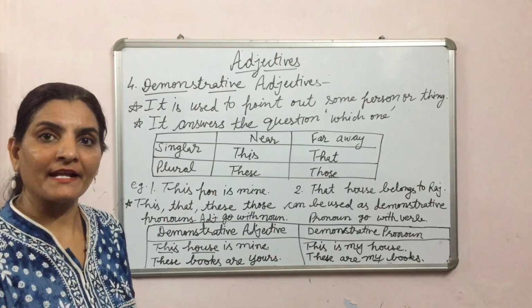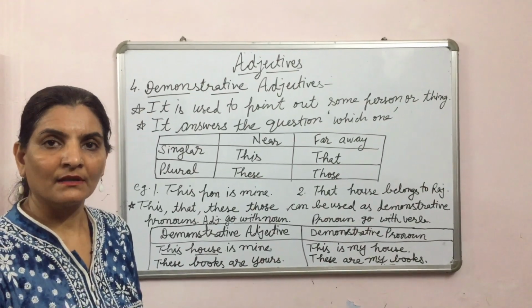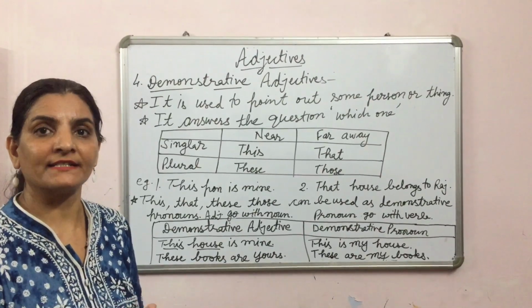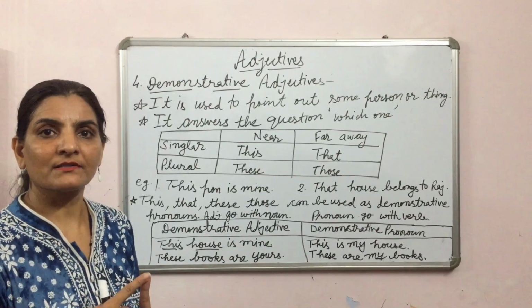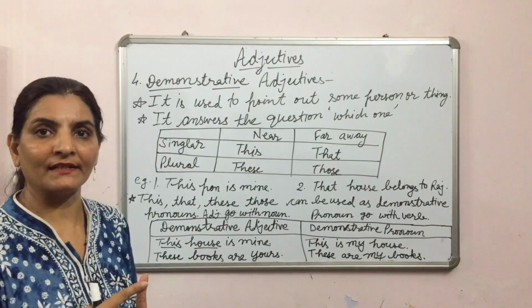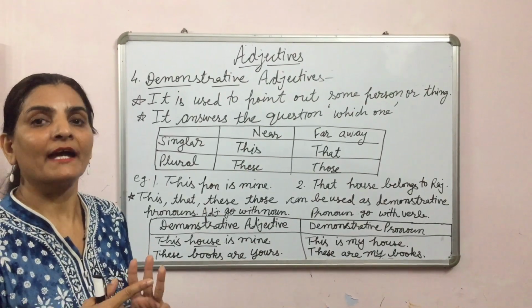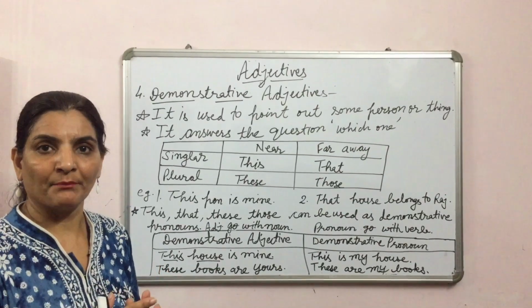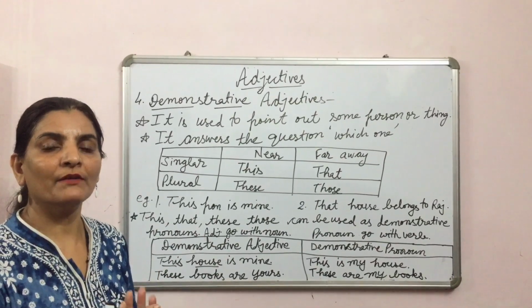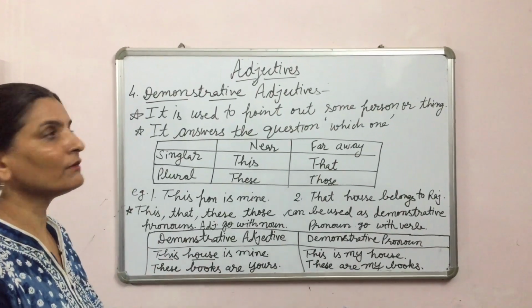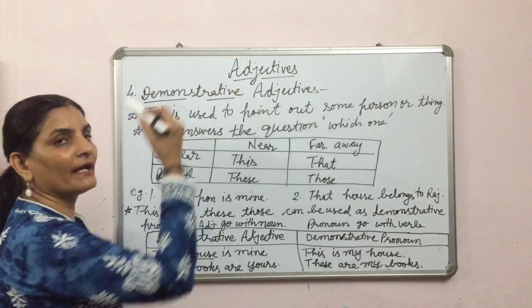There are 6 kinds of adjectives. We have already done the first 3 kinds of adjectives. First, adjectives of quality. Second, adjectives of quantity. And third, adjectives of number. Today, we will do the remaining kinds of adjectives. The fourth one is demonstrative adjectives.